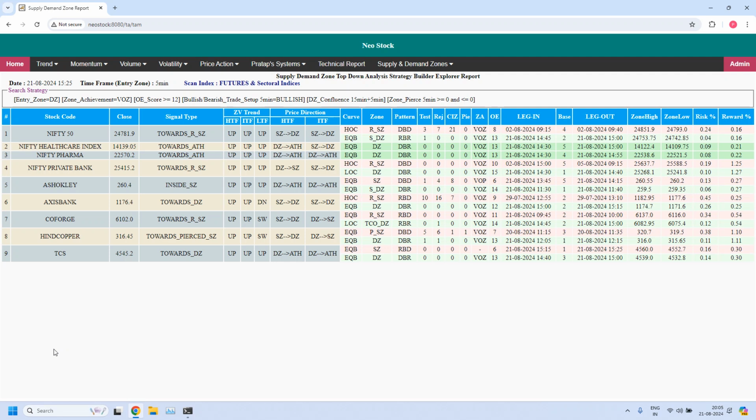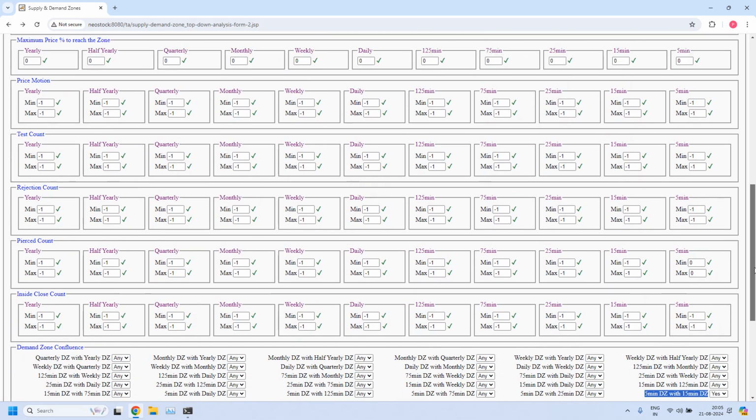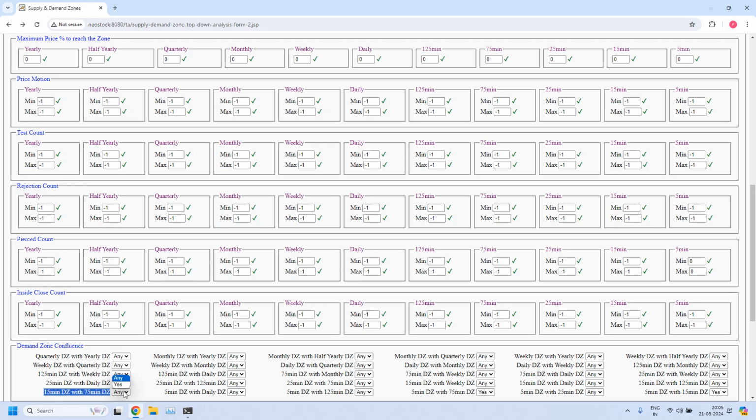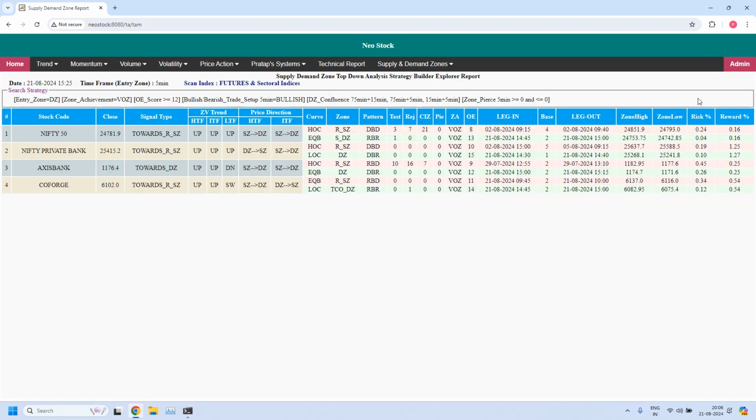Okay. Now we will also verify how many of these stocks are having confluence with even 75 minutes time frame, that is HTF confluence. So we have to add 2 more filters. So 5 minutes demand zone with 75 enabled, and 15 minutes and 75 demand zone also enabled. With all the 3 filters, let's verify how many stocks we are getting. 4 stocks. These 4 stocks are having 5 minutes, 15 minutes and 75 minutes demand zone confluence.